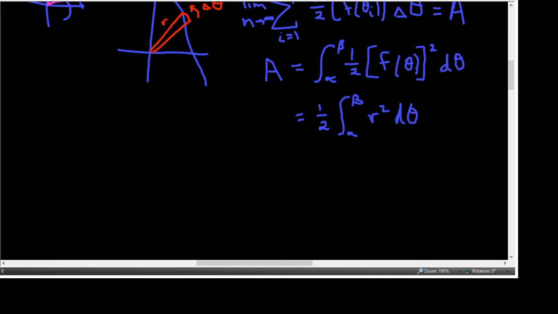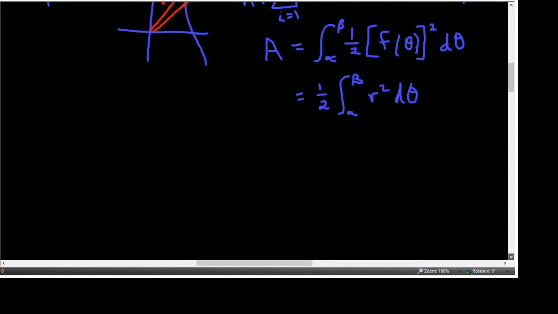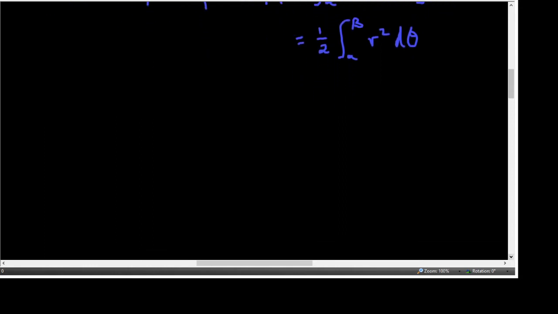All right, so let's go to our first example. Find the area of one petal of the rose curve r equals 3 cosine 3 theta. r equals 3 cosine of 3 theta.